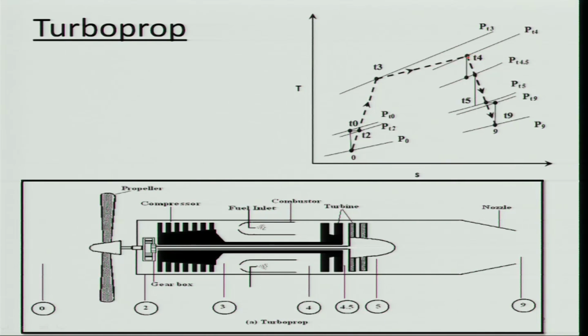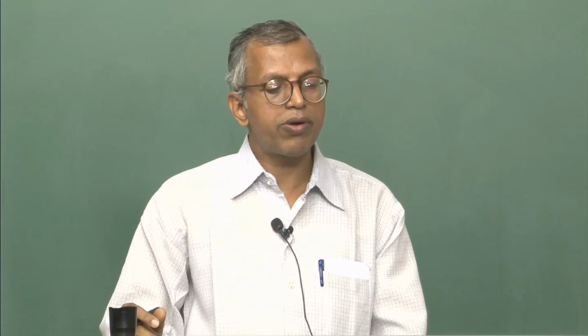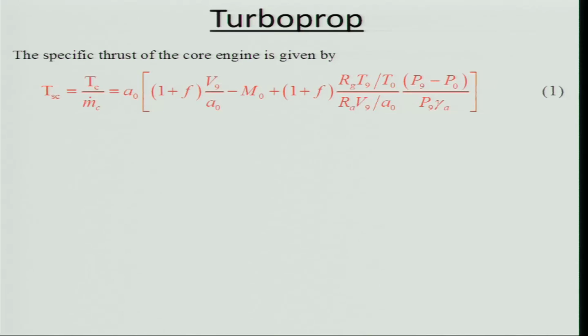The only difference here is the expansion in the high pressure turbine and low pressure turbine, which will be much higher as compared to the nozzle. The nozzle is very small, you should keep that in mind, and the rest is similar to the turbojet engine or the core engine of the turbofan engine. So, we will look at the similar expressions which we have already done.